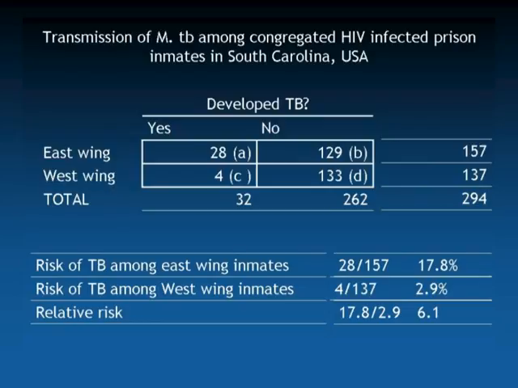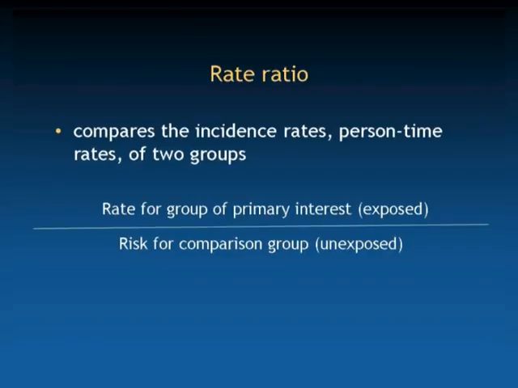We found out the other type of incidence, that is incidence rate, which takes this person time into account. If that is the case, we calculate a rate ratio. A rate ratio is nothing but it compares the incidence rates in 2 groups, rate for primary interest, that is exposed, and rate for unexposed. Another example for that.